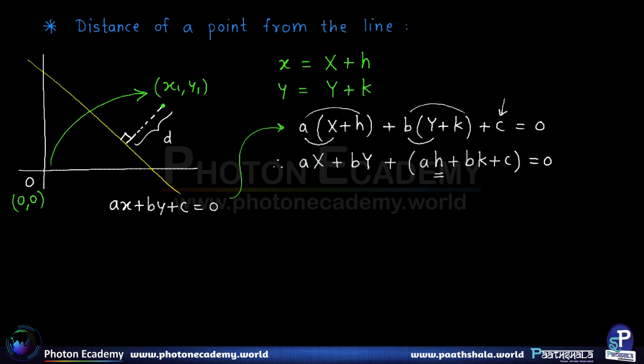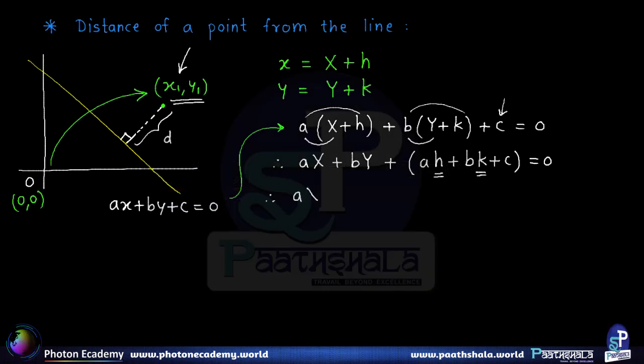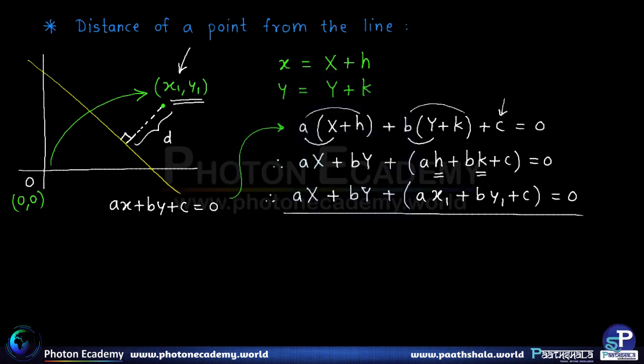Now h and k basically are nothing but the coordinates of our new origin. So in this case they are nothing but x1, y1. So therefore we can replace them as aX plus bY plus, in place of h we write x1, then by1 plus c is equal to 0. So if you look at this final equation, it also represents the equation of the same line but with the new coordinate system.